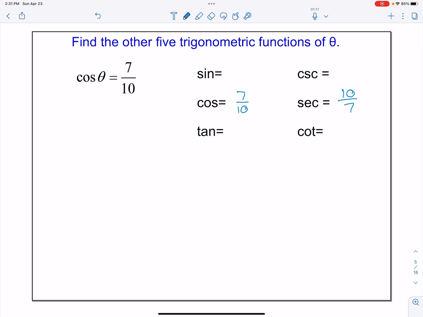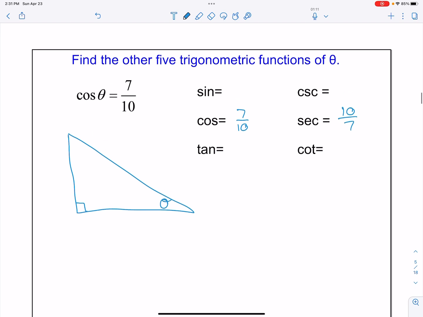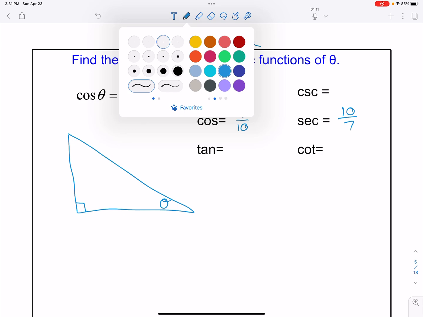Find the other 5 trigonometric functions of theta. So we want to draw a triangle. There's my triangle. This is my right angle. It does not matter which corner you put theta in. I'm going to put it down here on the bottom, but if you put it up on the top, it's fine. I'm going to write SOHCAHTOA out on top again to remind myself. And then I need to label it.